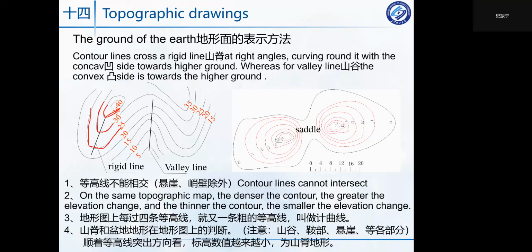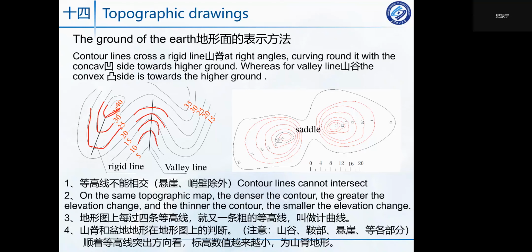And as for this one, you can see there are many shapes like V. But for this shape, the top of the V points towards the increasing direction of elevation. So that is a valley. I hope that you can understand this.